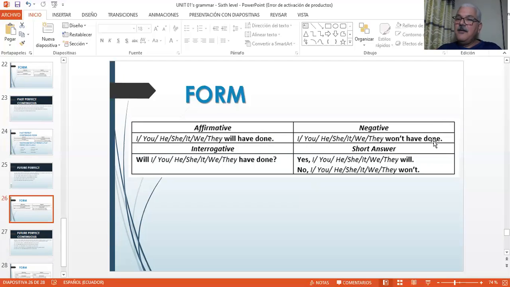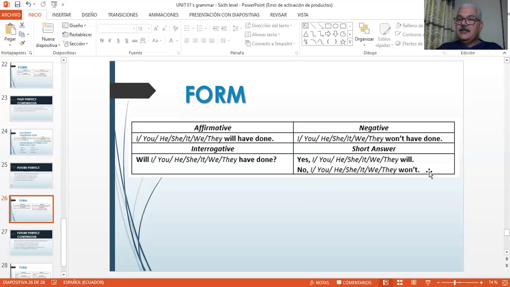the past participle. If it is an interrogative question, we will use will, then the subject, then have, and then the main verb in its past participle. And the short answer for that will be yes, I, you, they, it, we, etc. will. Or no, the subject, and then won't.